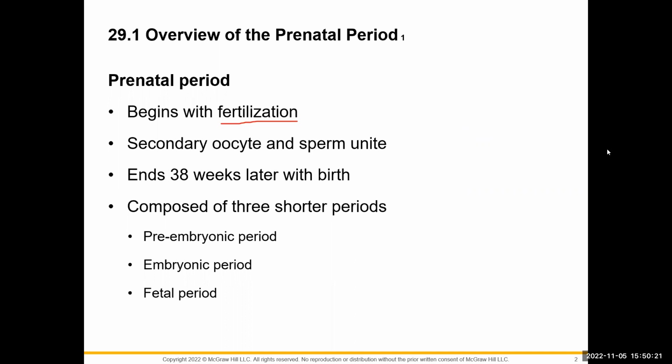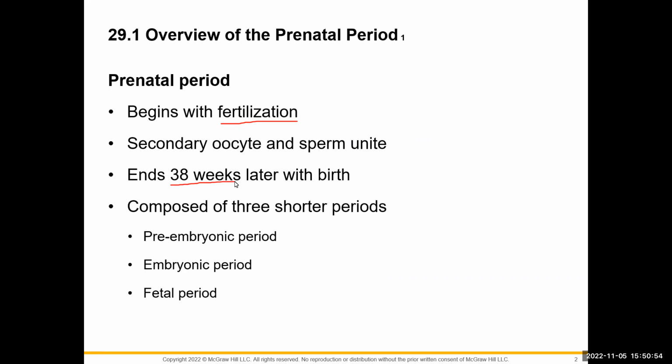Our prenatal period is the period in which we just fertilized our oocyte. The sperm has come in, and so this period begins with fertilization, when our secondary oocyte and the sperm have come together. We'll see this end right around 30 weeks, possibly 40, and that's when the prenatal period will usually end.